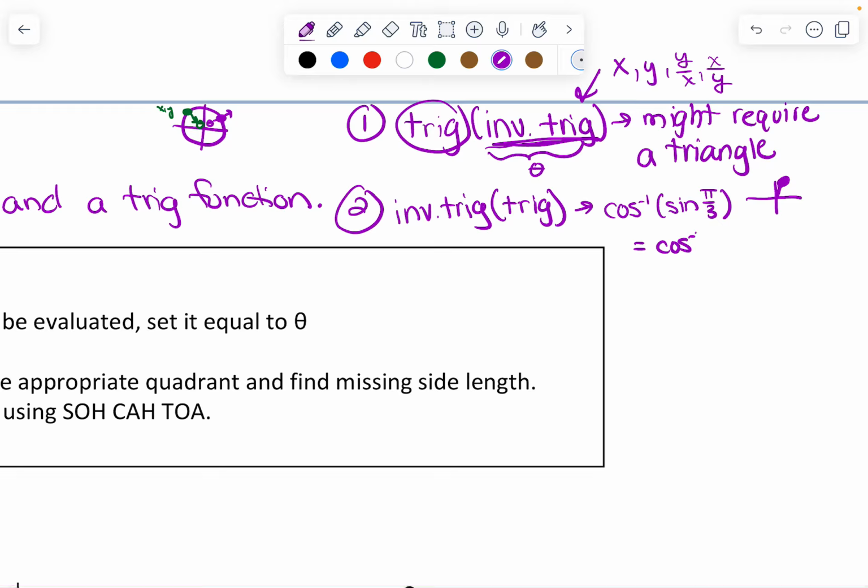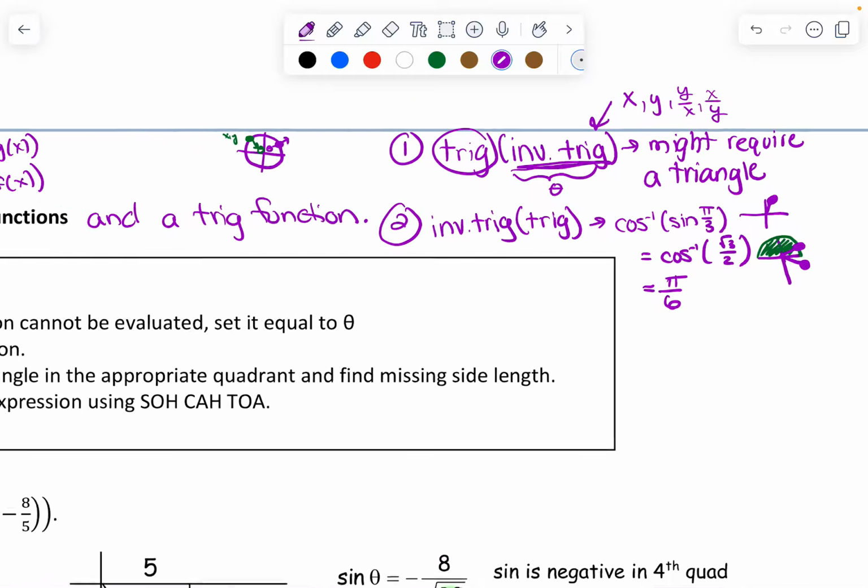So sine of pi over 3 is going to be root 3 over 2. Now root 3 over 2 is a standard point on the unit circle, but remember that there are two values that could work for cosine. It could be here, or it could be here. But now that we're dealing with arc cosine, we can only be in quadrants 1 and 2. So it will be this one up here, which means arc cosine of root 3 over 2 is equal to pi over 6. So no triangle was required.